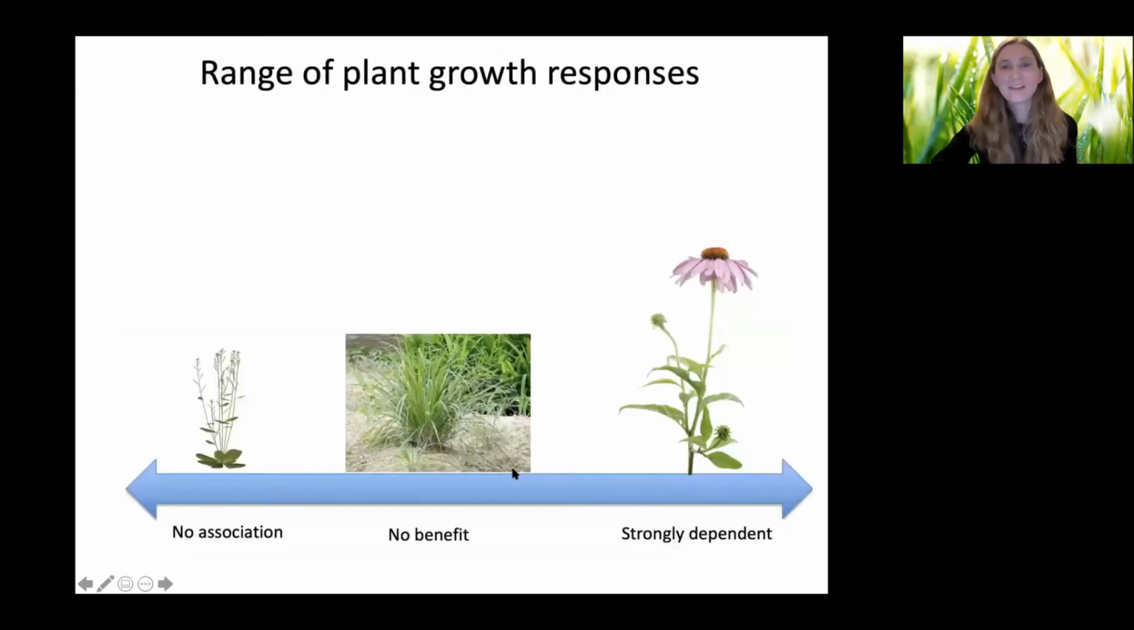Plants, on the other hand, have a whole range of responses to mycorrhizal fungi. The fungi are completely dependent on the plant host, but plants have a whole range of responses. There are some, like this echinacea plant here, that are strongly dependent on mycorrhizal fungi and often won't grow in areas where the mycorrhizal communities have been disrupted. There are also plants like this Bromus inermis, or smooth brome, that even when the roots are colonized with mycorrhizal fungi, don't seem to show any benefit from that interaction.